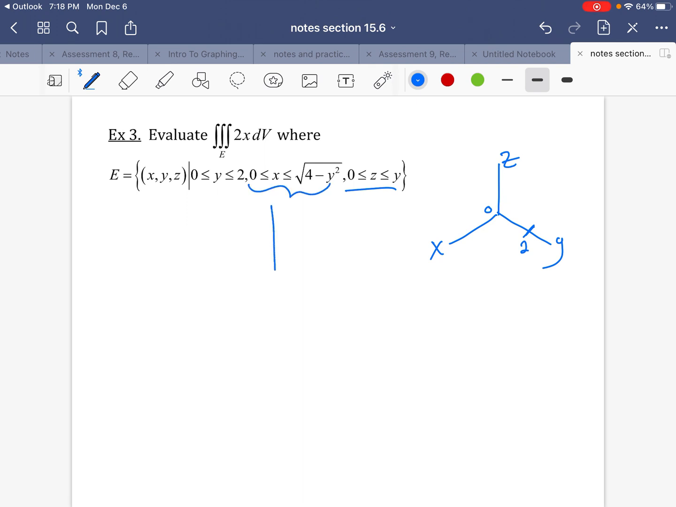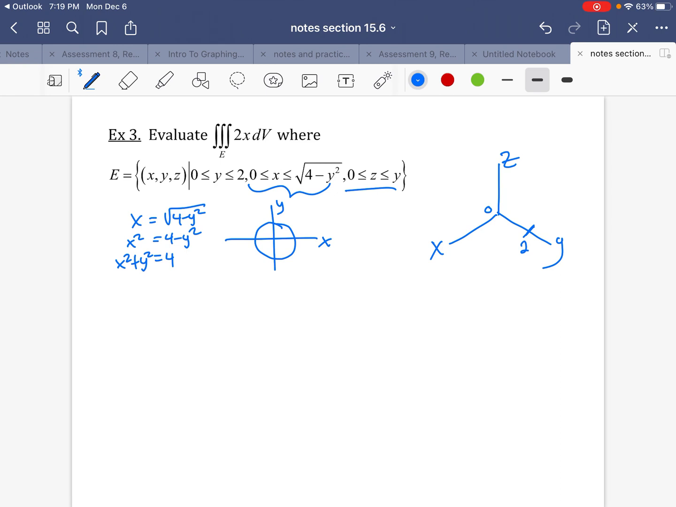And then let's see what we have right here. So that's my x and my y axis. If I recreate this, x equals square root of 4 minus y squared. That's x squared equals 4 minus y squared. That's x squared plus y squared equals 4. So that's just a circle with radius 2.